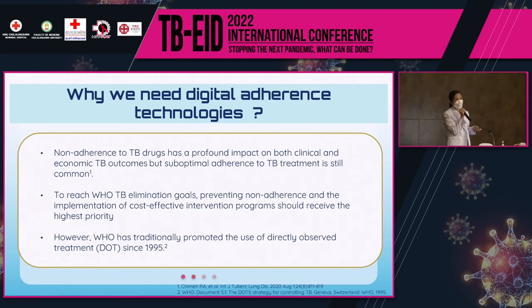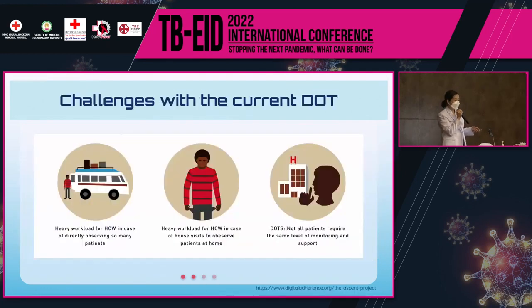However, conventional DOT, or directly observed therapy, has been implemented since 1995, but there are some challenges with the DOT currently in use. It is a heavy workload for healthcare workers when there are many patients to receive DOT, and it costs a lot for healthcare workers or patients to pay for transport to the clinic or for home visits. And not all patients require the same level of monitoring support.